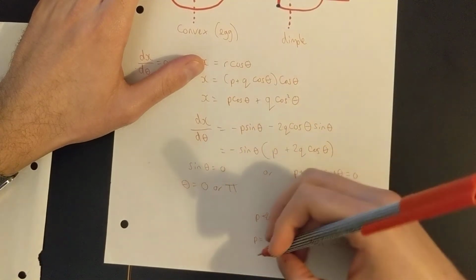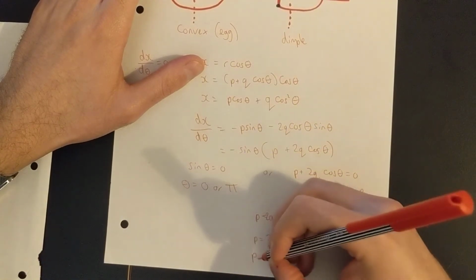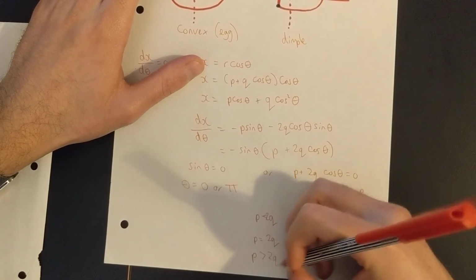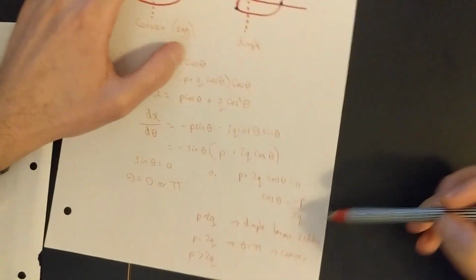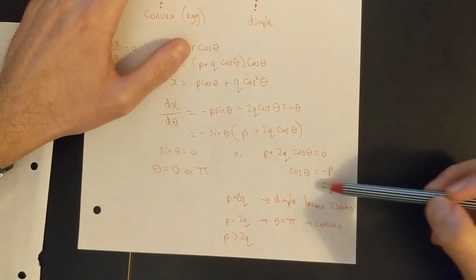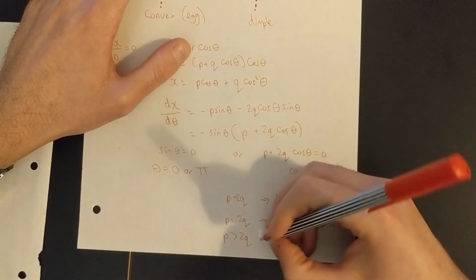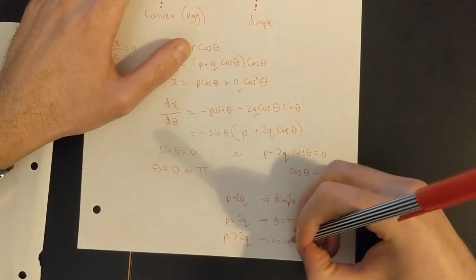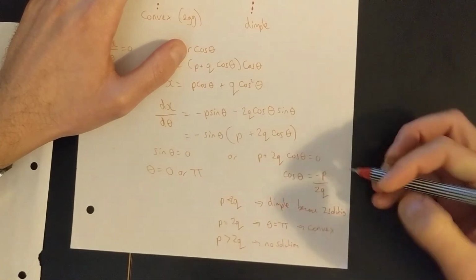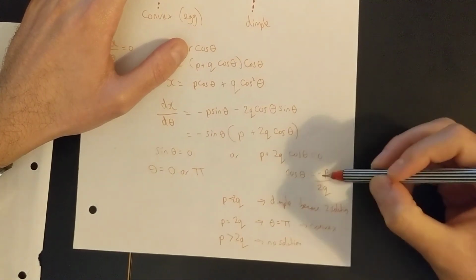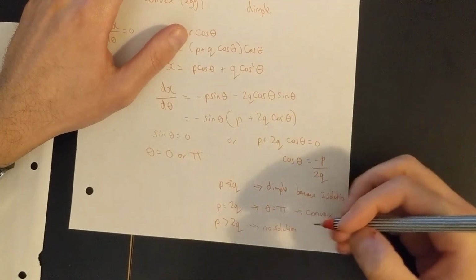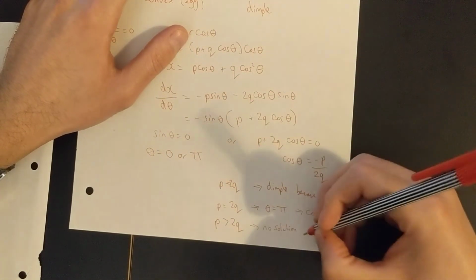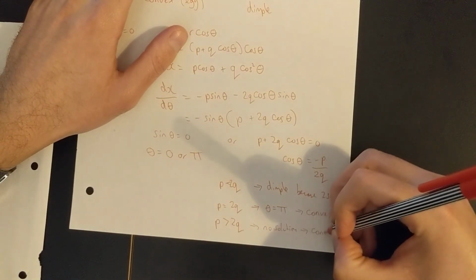Or I could possibly have p greater than 2q. If p is greater than 2q, then I've got no solutions, because that would be cos theta is a number less than negative 1. So if there are no solutions for that, I've still only got these 2 solutions. So that is also going to be convex.